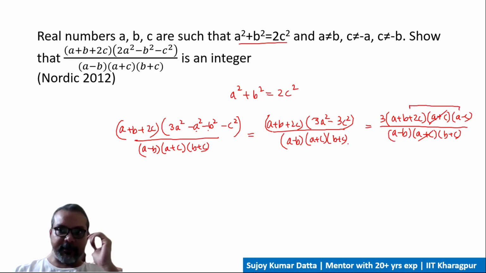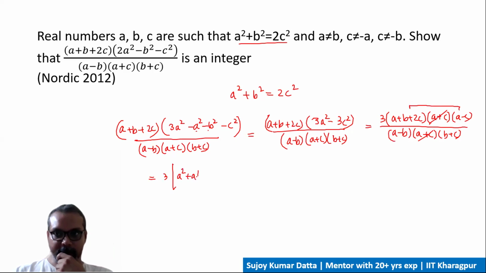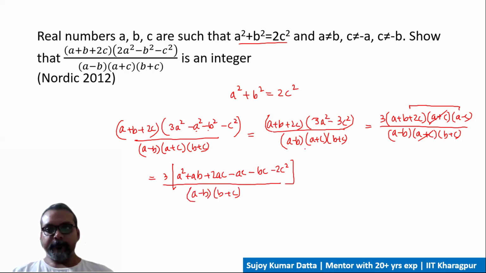Now next step, we will multiply these two. We have a squared plus ab plus 2ac minus ac minus bc minus 2c squared. So now 2ac minus ac, so there is one ac left. And this 2c squared, we can write it as minus a squared minus b squared with a minus in front. So 3 times.